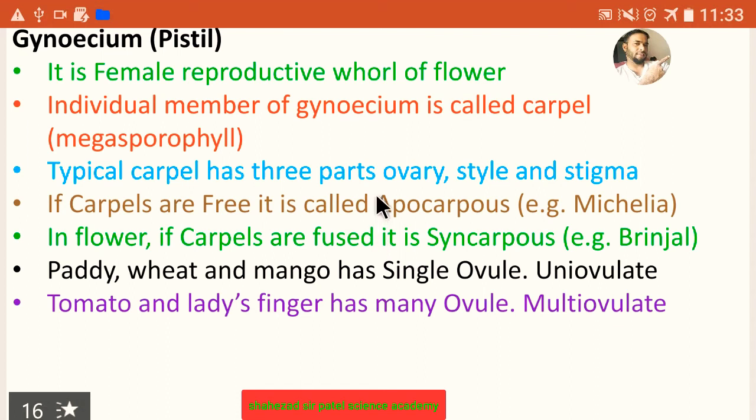I have explained to you the word gynoecium, which is also called pistil. It is the female reproductive part of the flower. Its single unit is called carpel, and the group of carpels is called gynoecium. This carpel has three parts: ovary, style, and stigma. If the carpels are free from each other, it is called apocarpous. Michelia is the example. If they are fused, it is called syncarpous. Brinjal is the example. If only one ovule is there in the plant, like in paddy, wheat, mango, it is called uniovulate. If more than one ovule is there, it is called multiovulate.